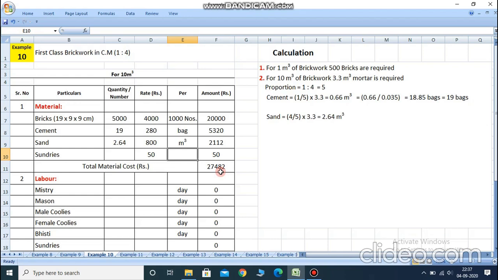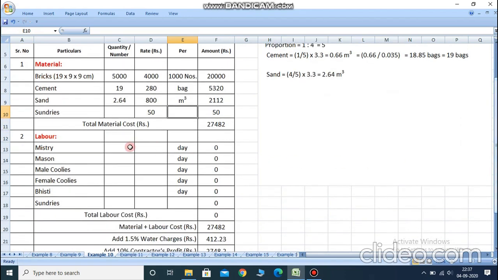Now we start the labor cost. So the number of labor required to complete the 10 meter cube brickwork is: mistri required 0.5. Then 7 mason, 7 male coolie, 7 female coolie, and 2 bhisti are required. And the per day amount for the particular manpower is 400 rupees per day for a mistri, 300 rupees per day for a mason, 200 rupees for a male coolie, 180 rupees for a female coolie, and a bhisti 200 rupees per day. And we include extra charges of 50 rupees.